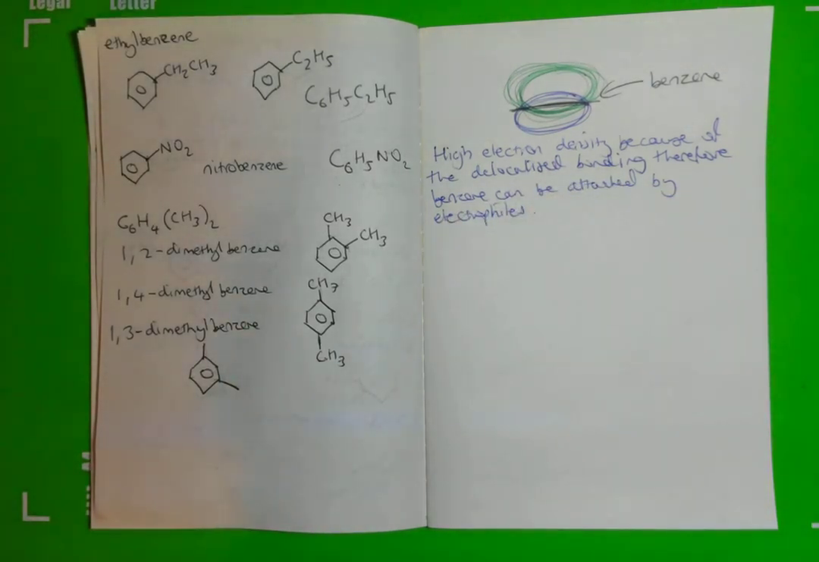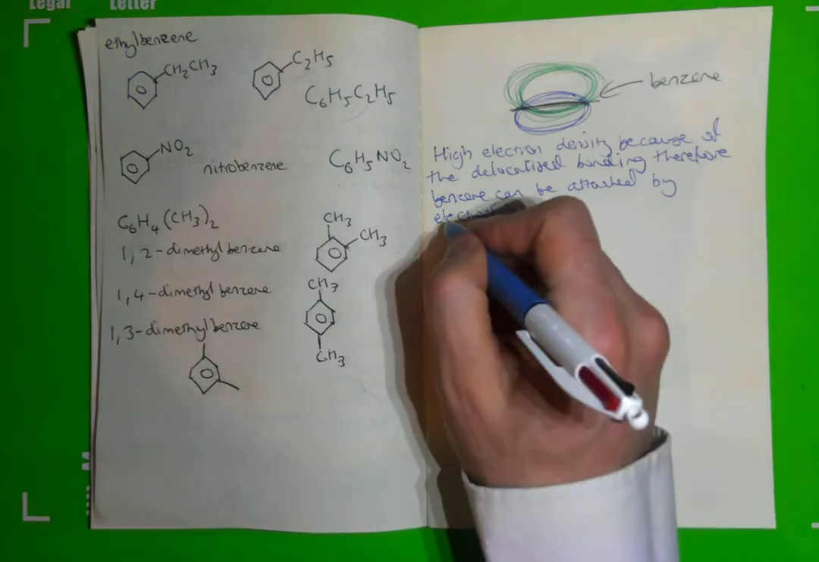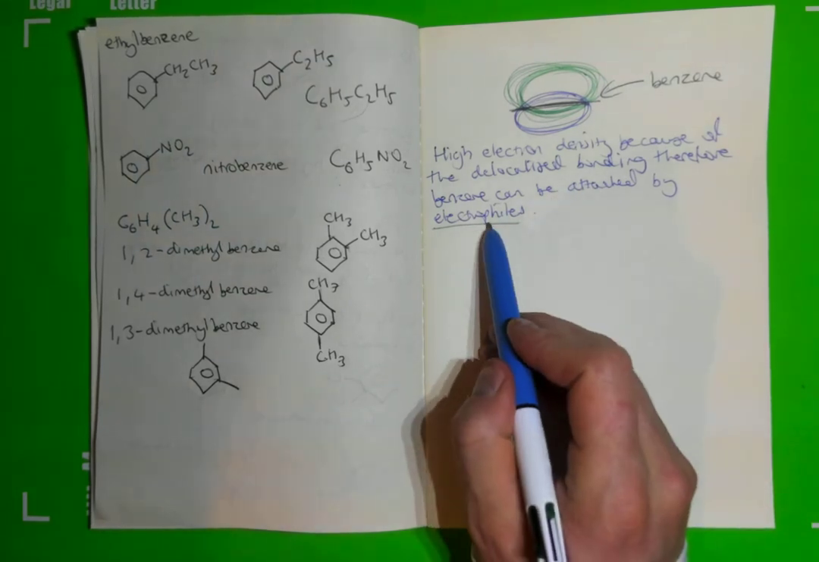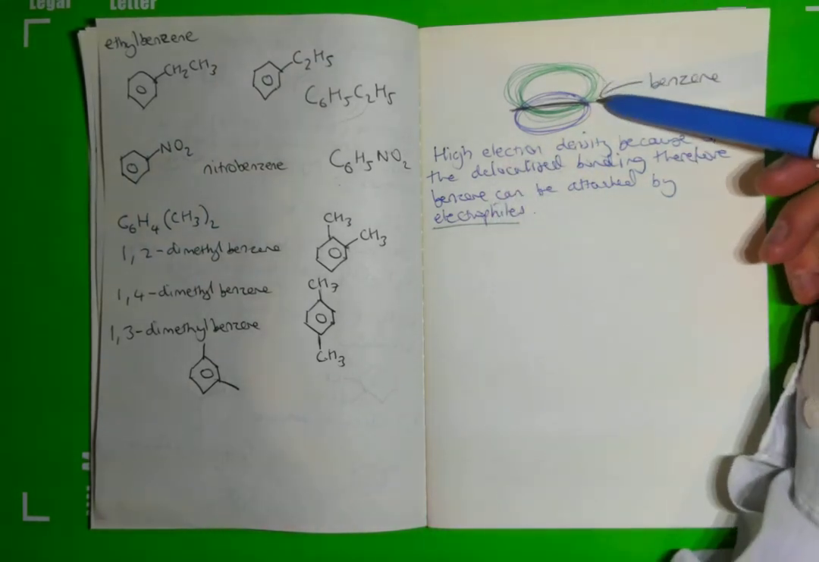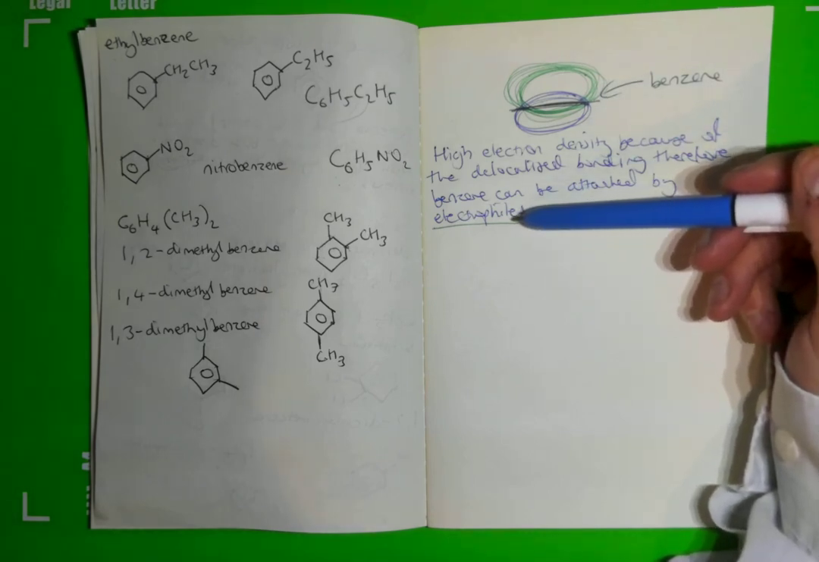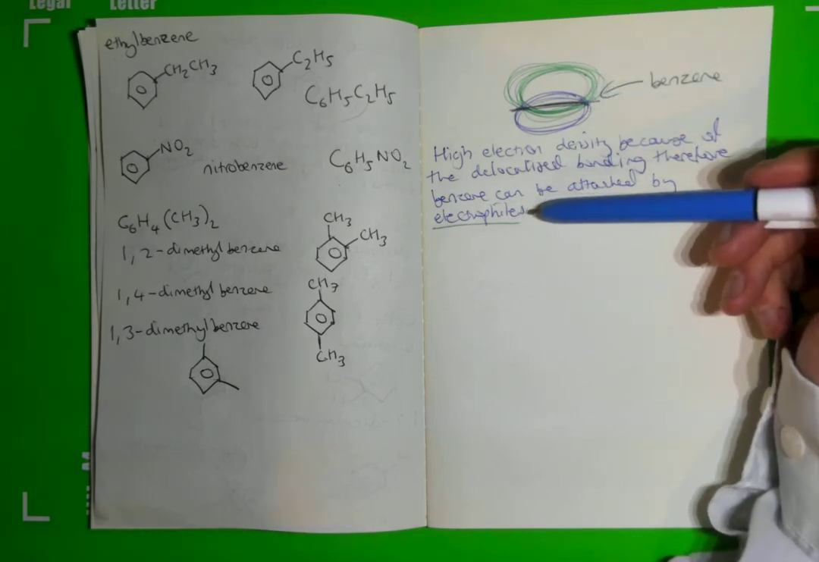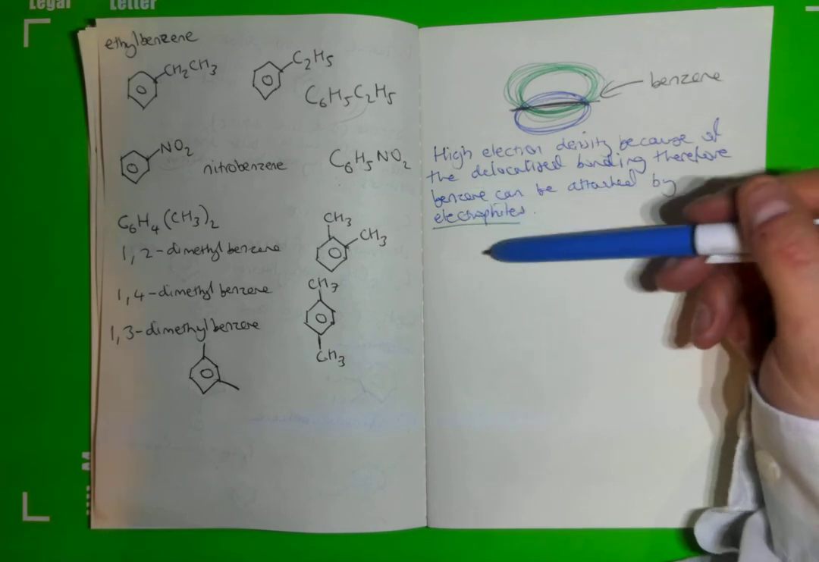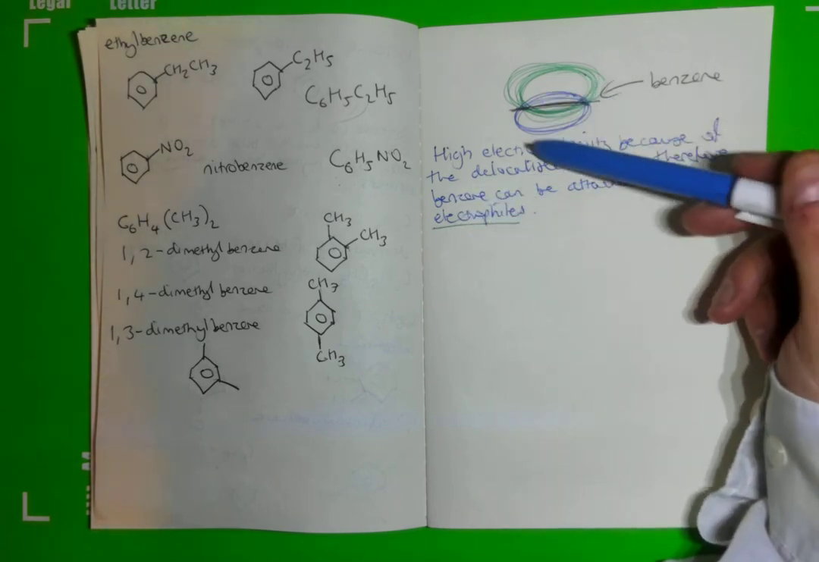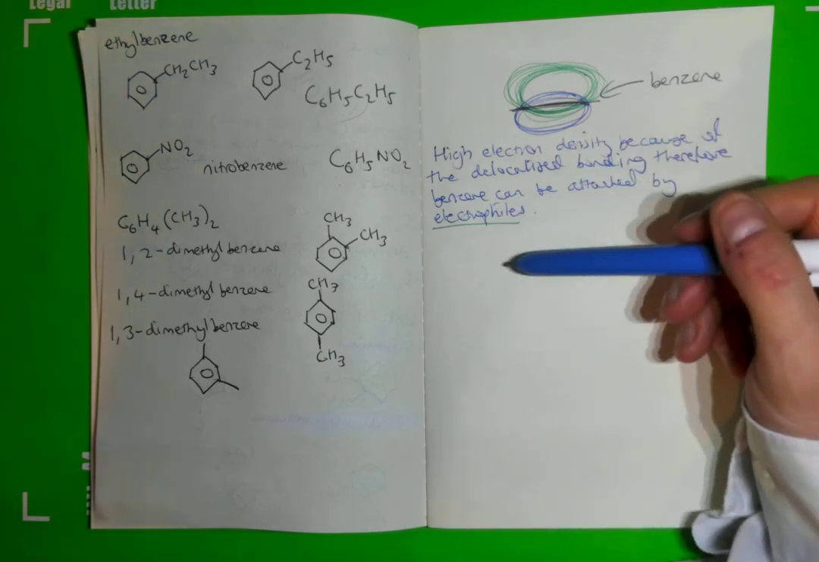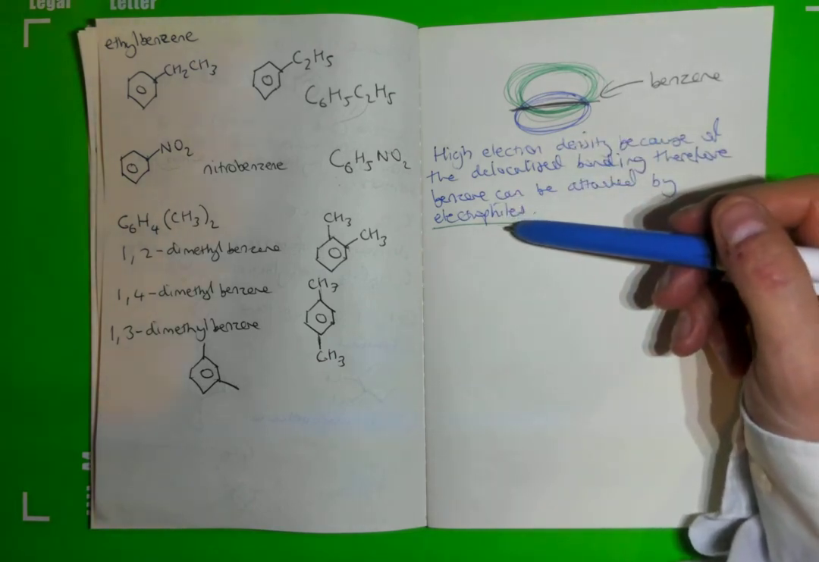Why? Well, to answer that question, we need to recap what an electrophile is. Remember, an electrophile is something which is electron seeking. So because benzene has high electron density, therefore it can be attacked by something which is electron seeking. So that already gives us a bit of an indication about what type of reactions benzene would undergo. So benzene is attacked by electrophiles.